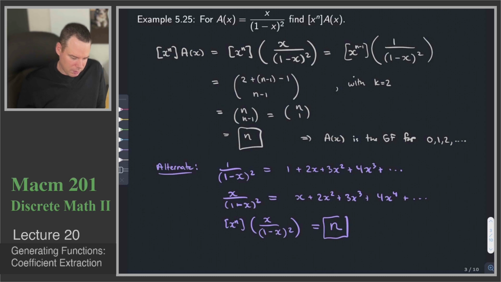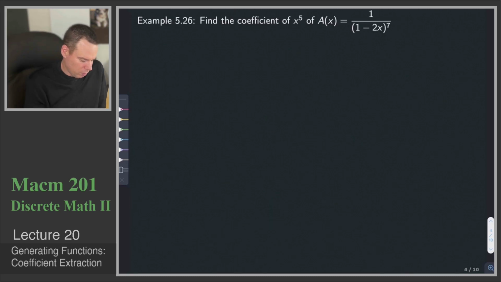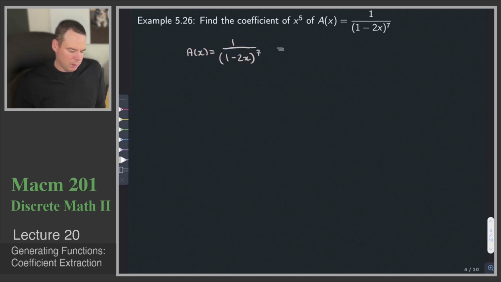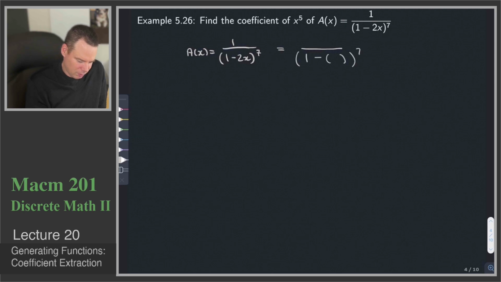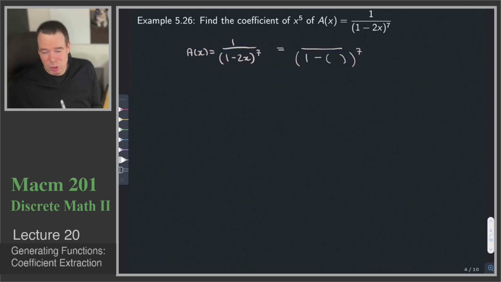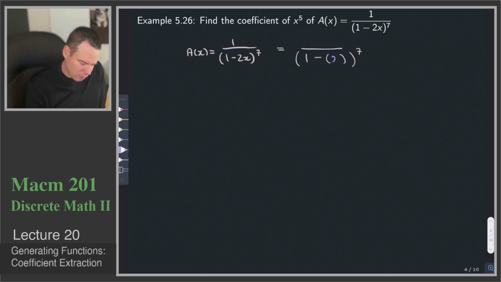All right, let's have a look at another example. We want to find the coefficient of x to the 5 in A(x). So we've got A(x) is equal to 1 over (1 minus 2x) to the power of 7. If it's of the form a constant over 1 minus something raised to the power of 7, then I'm like, okay, I know how to deal with that. There's this 2x happening there. Well, that's fine. It just means that it's coming from a substitution.